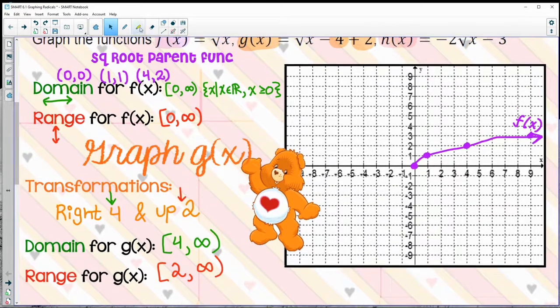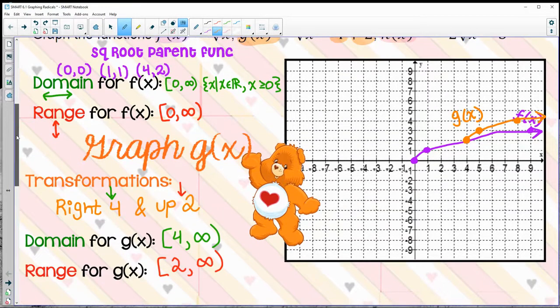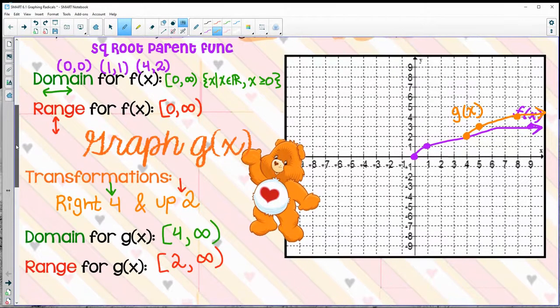So I'm going to go ahead and sketch it on here so you can also see it. Here's this orange graph. I'm going to label that g of x. And you can see how the domain is now at 4, and the range bottom to top is 2 to infinity. But I can also see how the domain and range were affected. I shifted right 4, so the domain is 4 to infinity. I shifted it up 2, so the range is now 2 to infinity.